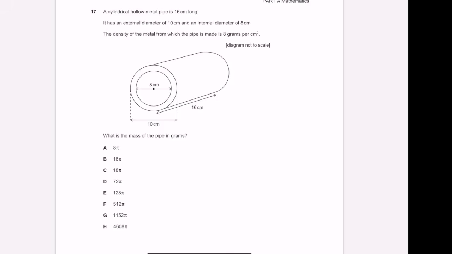17. A cylindrical hollow metal pipe is 16 centimeters long. It has an external diameter of 10 centimeters and an internal diameter of 8 centimeters. The density of the metal from which the pipe is made is 8 grams per centimeter cubed. Okay, we're looking for the mass of the pipe. So every time I see mass and density, I tend to just write mass is equal to density multiplied by volume.